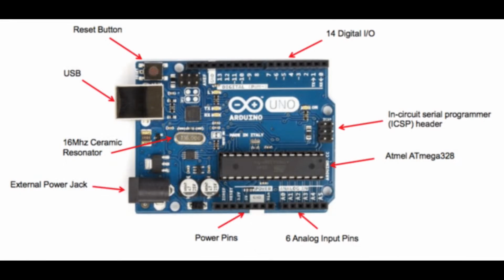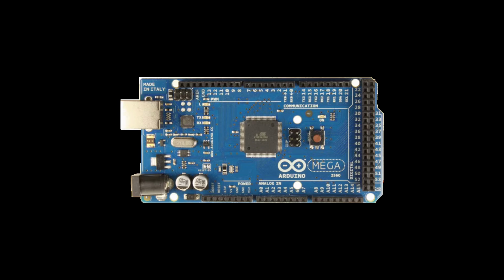It has 14 digital input-output pins which can be used as input or output based on our code. Out of the 14 pins, 6 pins can be used as PWM outputs. It has 6 analog inputs pins, a 16 MHz ceramic resonator, a USB connection, a power jack, an ICSP header and a reset button. The Arduino Mega 2560 is a microcontroller board based on the Mega 2560.